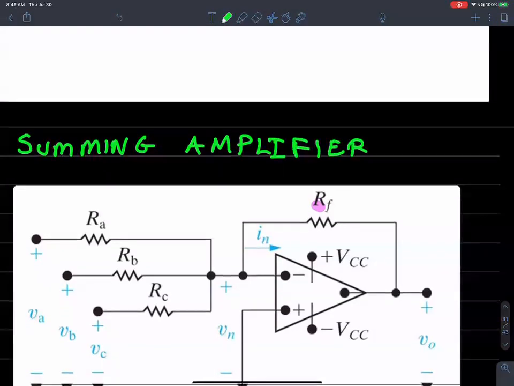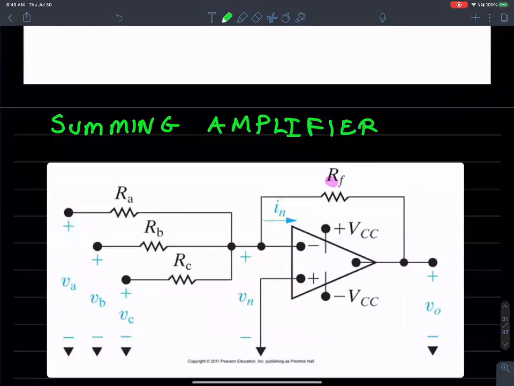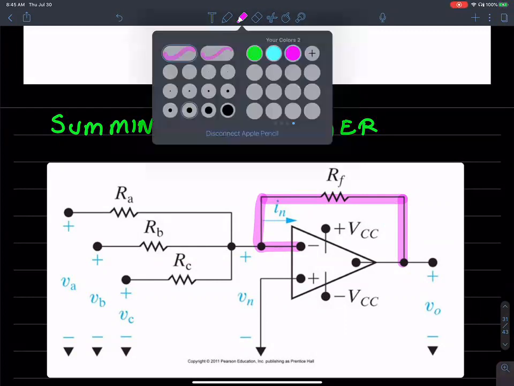Now take a look at this and tell me, is this in positive or negative feedback configuration? That is a negative feedback. It's a negative feedback configuration because the output is being fed back into the negative terminal. Now, is it in inverting or non-inverting configuration?